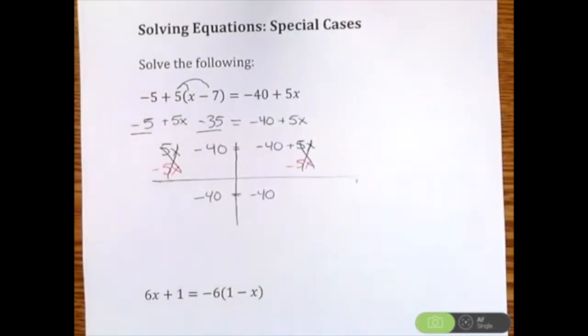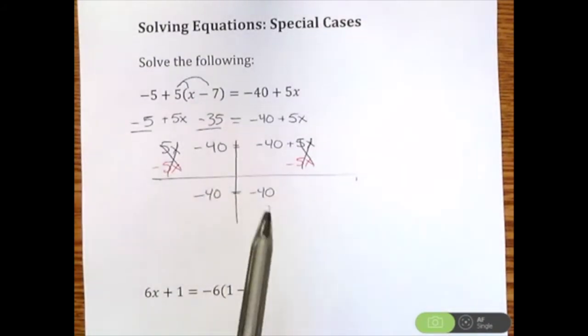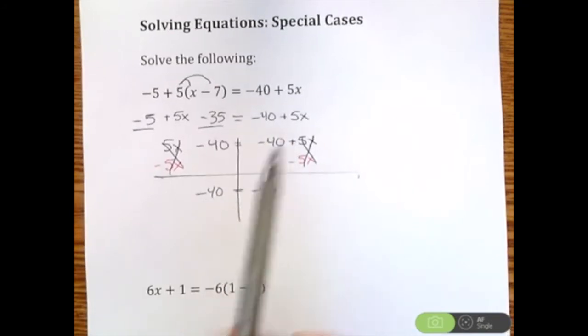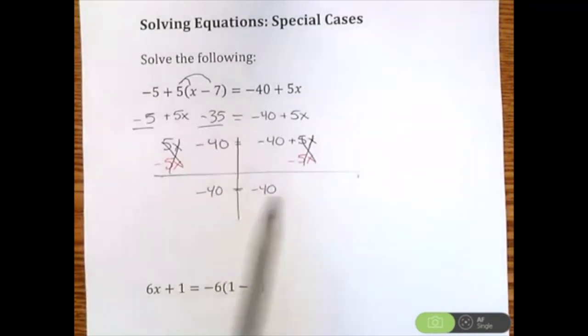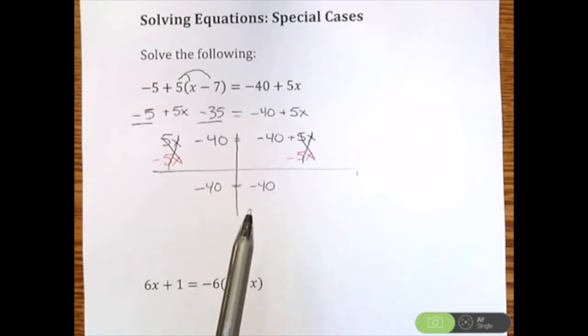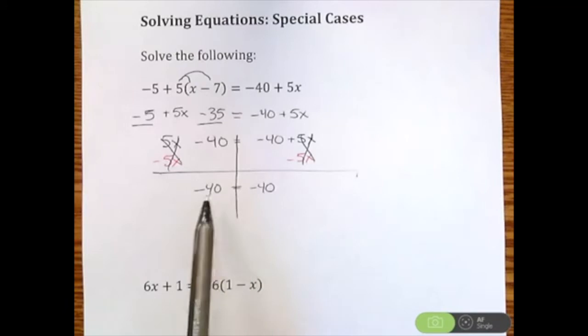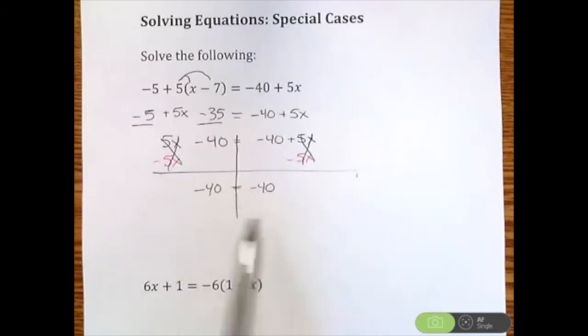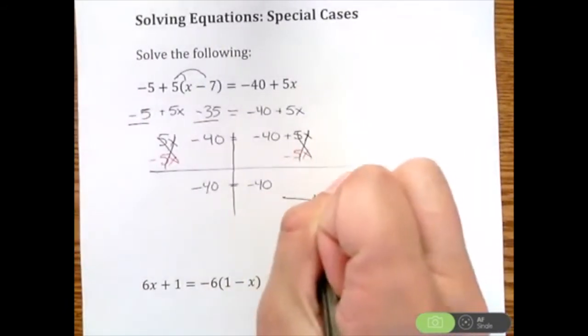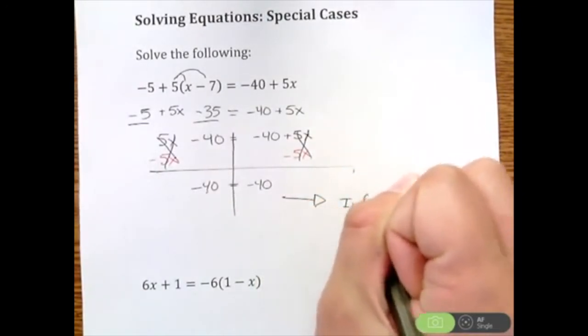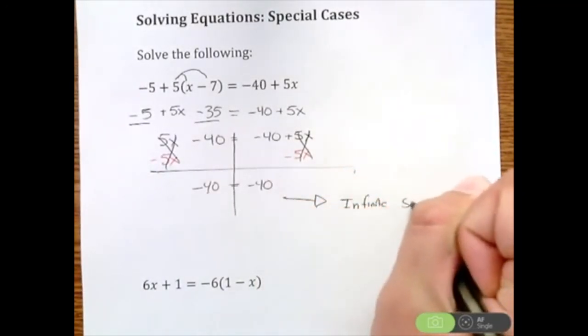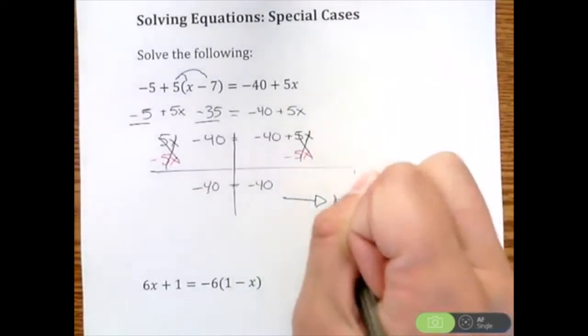A lot of times this result will freak people out because they ask, where did all my x's go? What's the answer? We've done everything correctly. This type of answer is a special case, and it means something to us. We're left with -40 equals -40. You have to ask yourself, are these the same number? This equal sign says these are equal. Because -40 is equal to -40, it means there are infinite solutions.